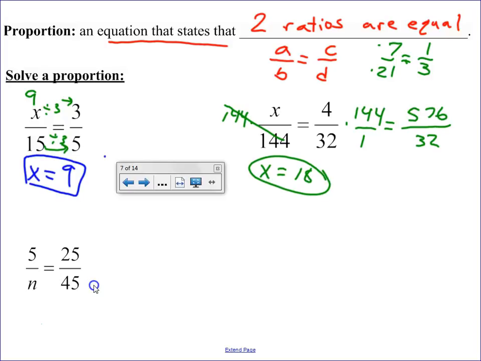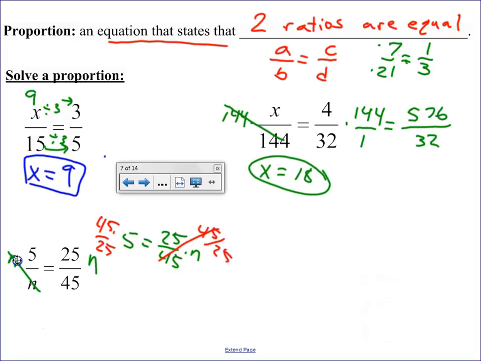But notice n is on the bottom being divided by n. So I'm going to multiply both sides by n. Okay, so now I have 5 equals 25 45ths times n. Now to get n by itself, I multiply by the reciprocal, which is 45 25ths. So multiply both sides by 45 25ths. Cancel that out. And so now I have 45 times 5, which is 225 over 25 times 1. That equals, all I have left over here is n. 225 divided by 25 gives me 9.